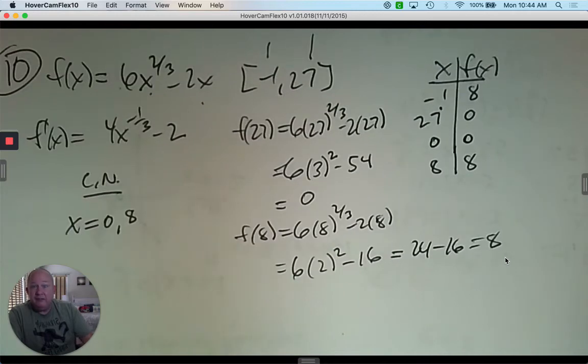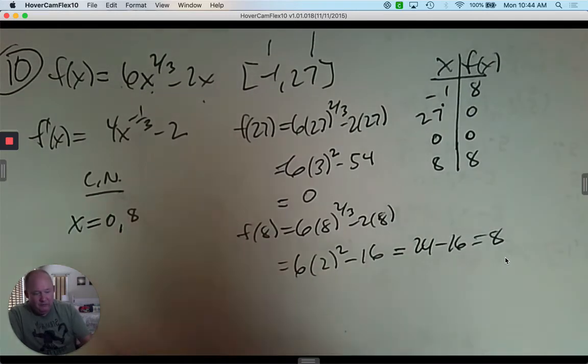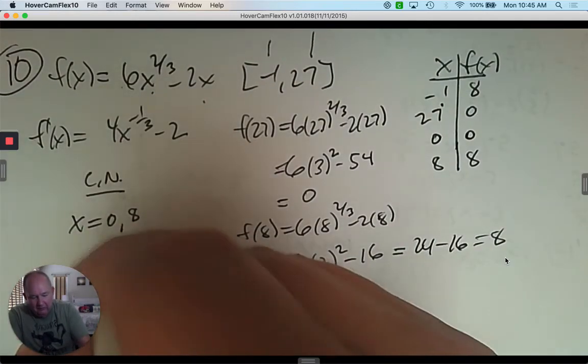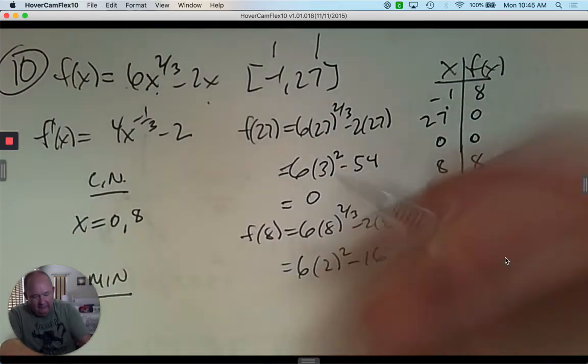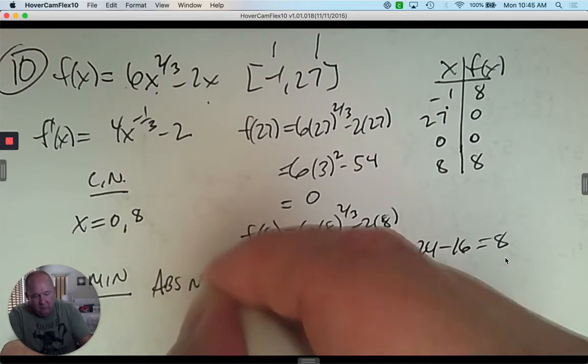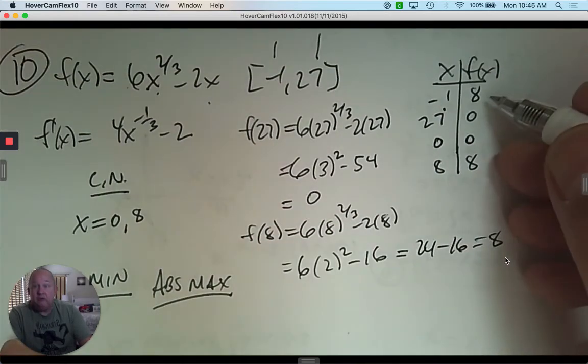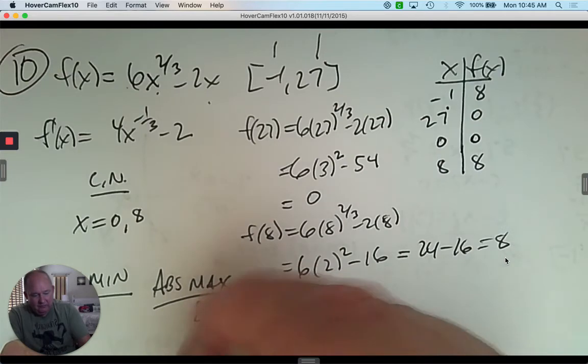So it's okay if there's a tie. We're not asking about that. We just want to know what the absolute max and min are. So we'll start there. What's the least y value you see here? I know it's 0. What's the absolute max, the largest y coordinate here? And you can see the answer is 8.